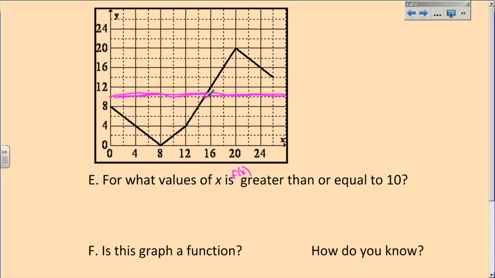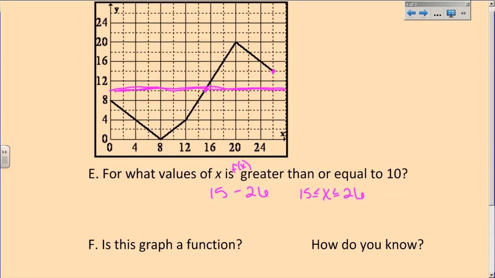Okay, well, it's equal to 10 right here, which is halfway in between 14 and 16, so it starts at 15. And then it ends right here. It's still greater than or equal to 10 right there at what we call 26. So from 15 to 26, this graph is greater than or equal to 10 because it's above that line at y equals 10. So for all values of x, it goes from 15 to 26 if you wanted to write it that way. But you can just say from 15 to 26 it works.